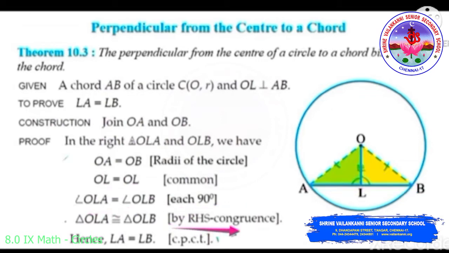So by RHS criteria of congruence, we find that one side and the hypotenuse of triangles OLA and OLB are equal to each other. So we get triangle OLA is congruent to triangle OLB. I can relate that LA and LB are equal by CPCT.